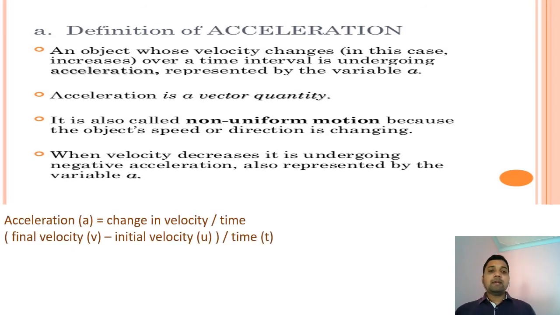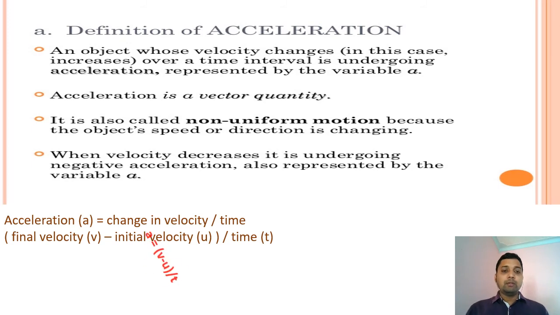So acceleration is the change in velocity by time. Here, change in velocity means the final velocity minus the initial velocity. Final means how much is attained. Initial means how much is the starting speed. A body moving with a speed, that is initial. A body attained a speed, that is final. Final velocity minus initial velocity is the change in velocity. So change in velocity by time gives the acceleration.